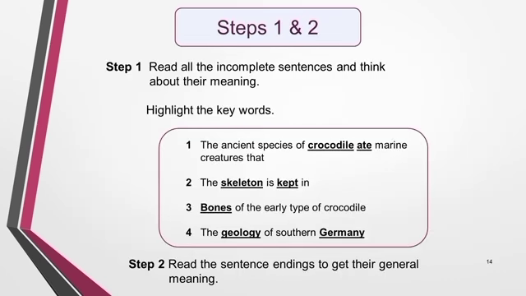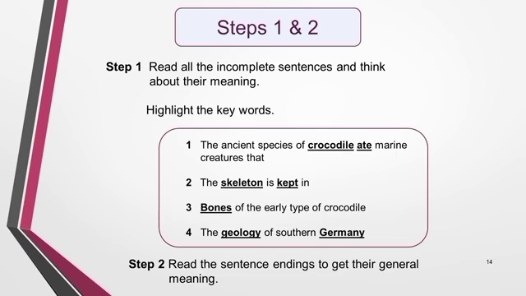So this is how I'd answer the question, my step-by-step strategy. First, I read all the incomplete sentences and think about their meaning. I also highlight the key words. In the first sentence I choose crocodile and ate. In the second, skeleton and kept. In the third, bones. And the fourth, geology and Germany.